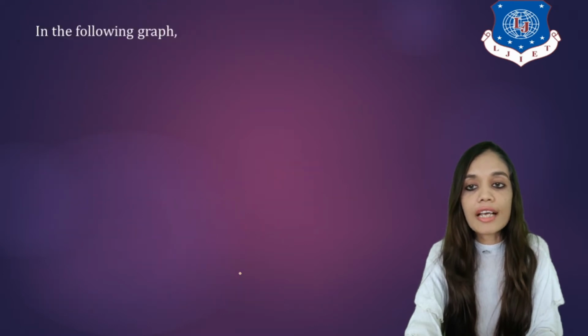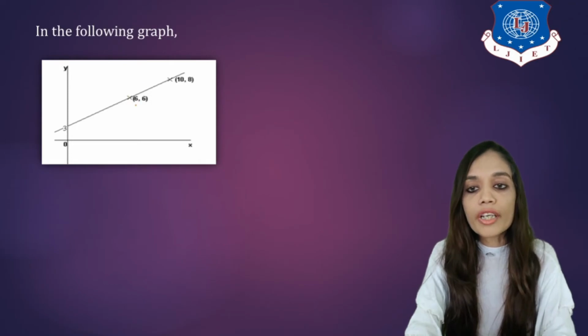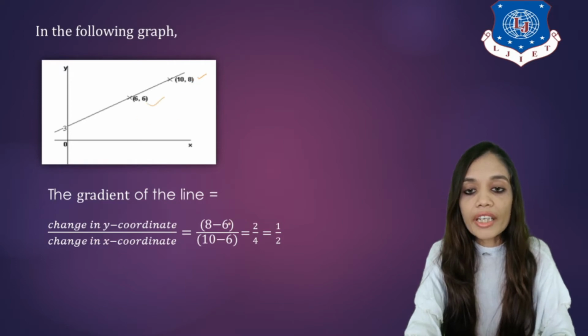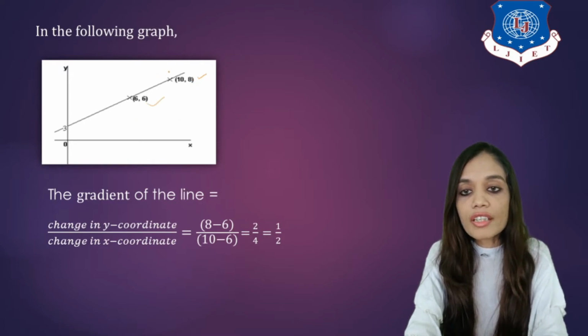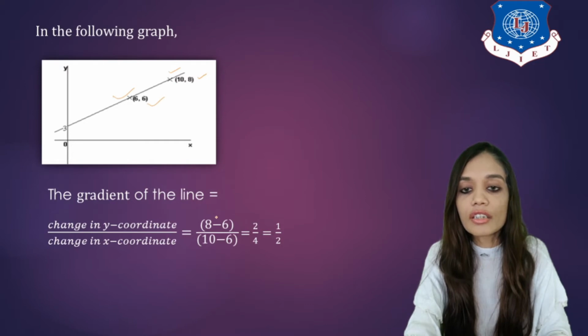Now let's see one example. In the following graph you can see a straight line and 2 points (6, 6) and (10, 8). So let us find the gradient of this straight line. The gradient of the line will be given by change in y coordinate upon change in x coordinate. Here the y coordinates are 8 and 6, so 8 minus 6, and the x coordinates are 10 and 6, so upon 10 minus 6. Simplify this, so you will get the gradient as 1 upon 2.